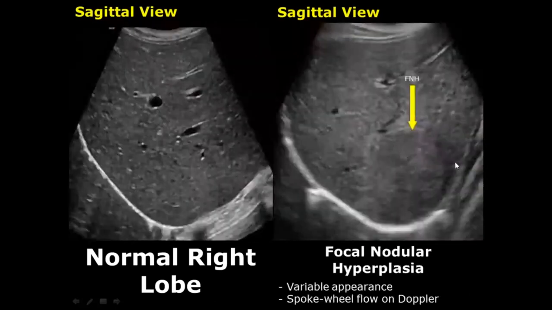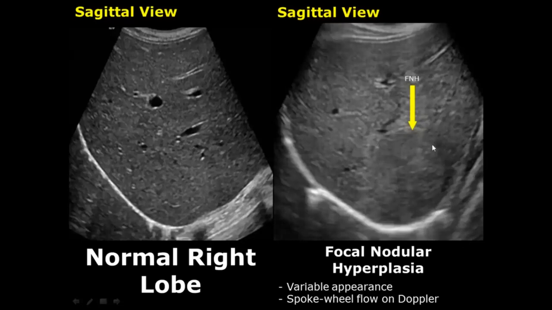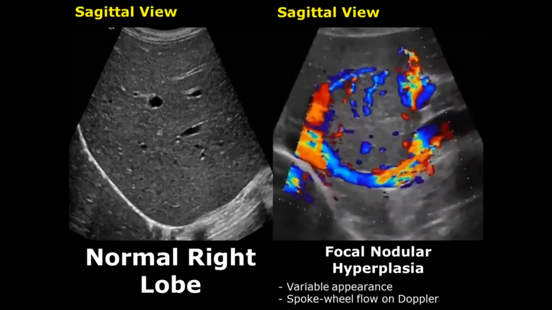Focal nodular hyperplasia is another benign lesion of the liver. This can have variable appearance. It can be isoechoic, it may also be hypoechoic. It has a main feature on Doppler, that is the spoke wheel appearance. When we apply Doppler, we will have this type of flow which resembles a spoke wheel, and this is a feature of focal nodular hyperplasia.